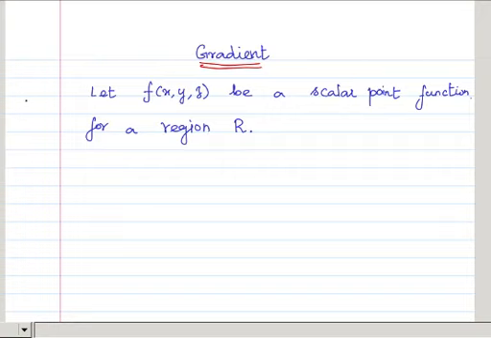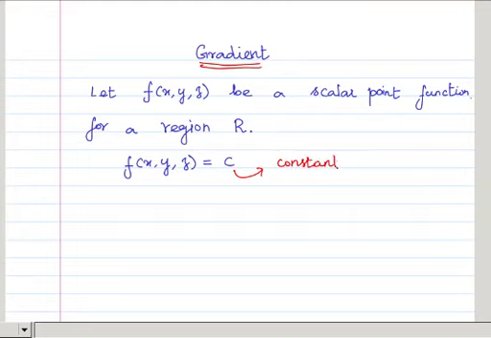Now I am going to talk about what a level surface is. Suppose I take f of x comma y comma z equal to c, where c is a constant. Here z is the dependent variable, and x and y are independent variables, so you can form some surfaces. If you change c, you will get a family of surfaces.